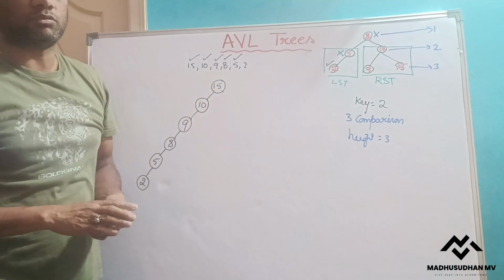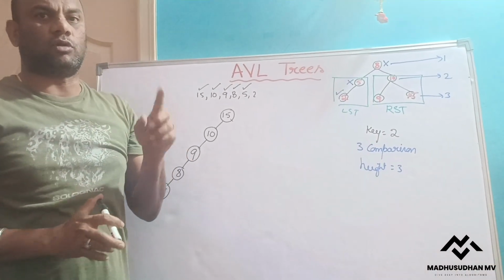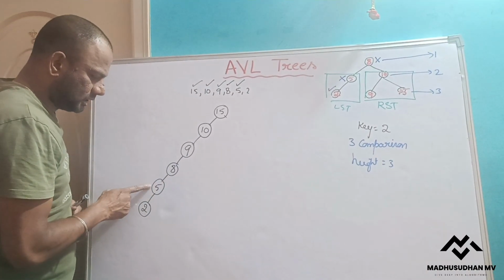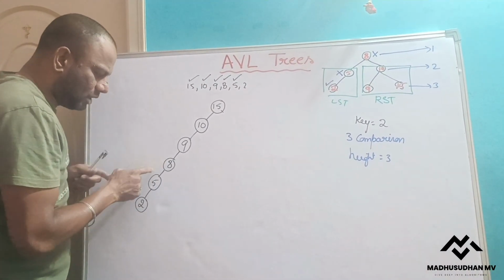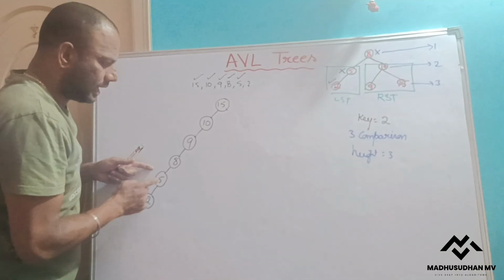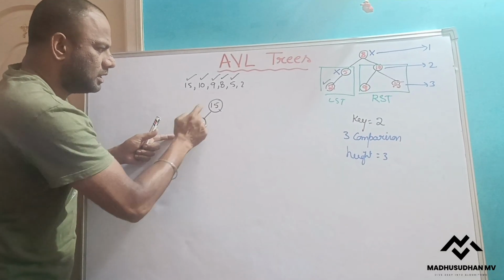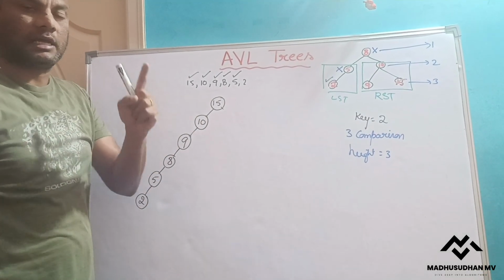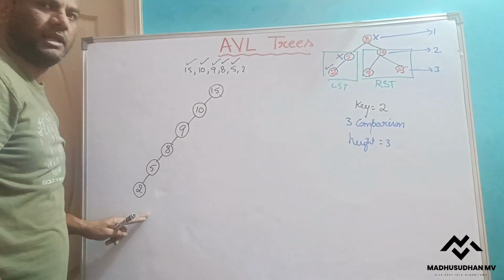Binary tree means what? Every node should have a maximum of 2 children. See, this has only 1 child, this has only 1 child, this is the grandchild, again only 1 child. So maximum 2 children. Yes, this is also my binary search tree.